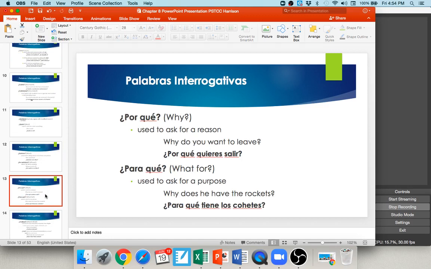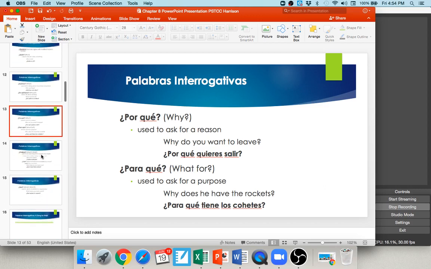My personal favorite is por qué. Por qué means why, unless you space it together without an accent, and then it means because. But por qué in this context means why. And usually you're asking for a reason when you ask por qué. So ¿por qué quieres salir? Why do you want to leave? You also can use para qué instead of por qué, which means like for what purpose. So ¿para qué tiene los cohetes? Why does he have the rockets? ¿Para qué? What is the purpose of the rockets, basically?